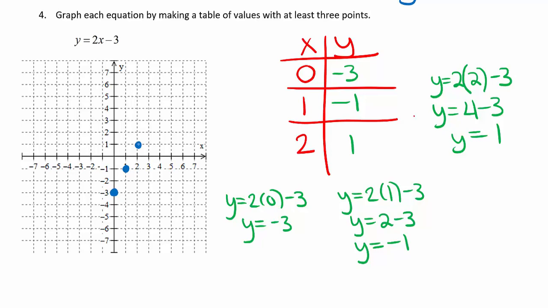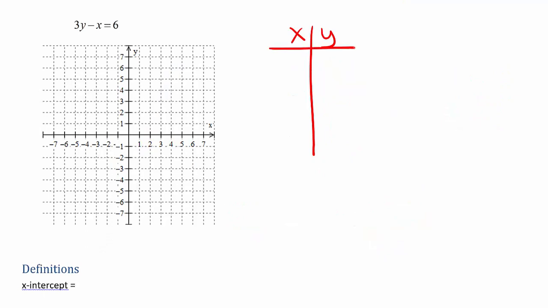Now, to finish, we actually want to graph all of the solutions. And so to finish this problem, I am going to connect the dots. And this line that I have just graphed gives me all of the solutions to this equation. Every single point on this line is another solution to the equation. Let's do one more example together.